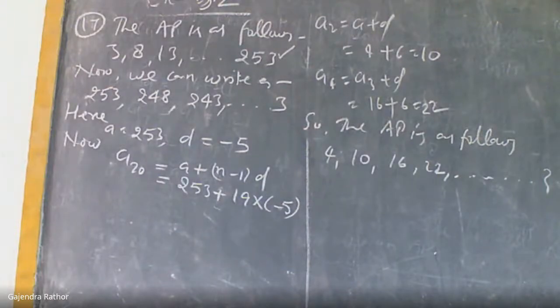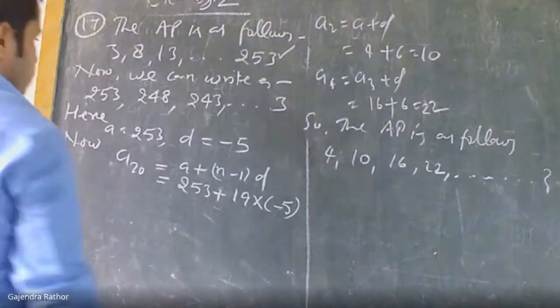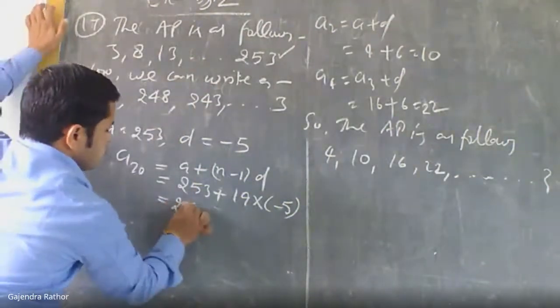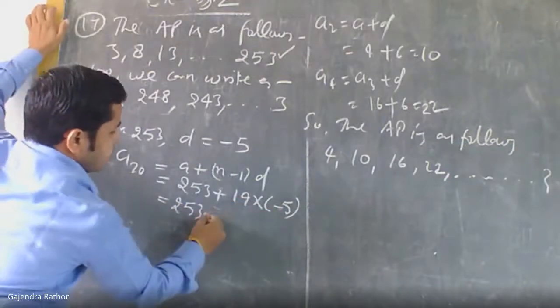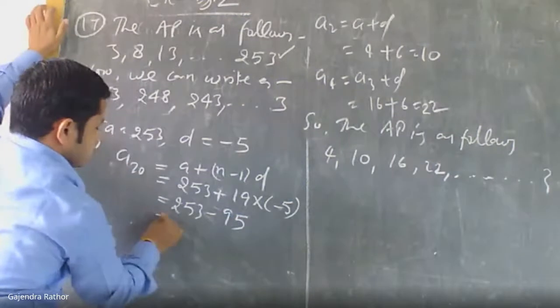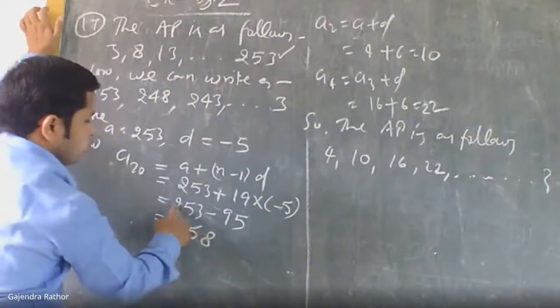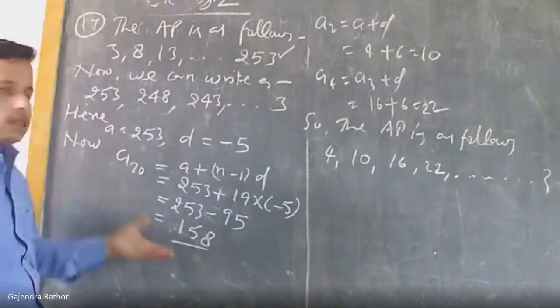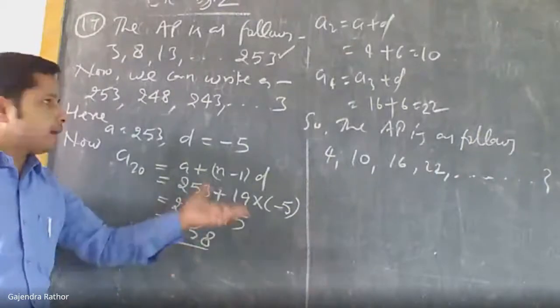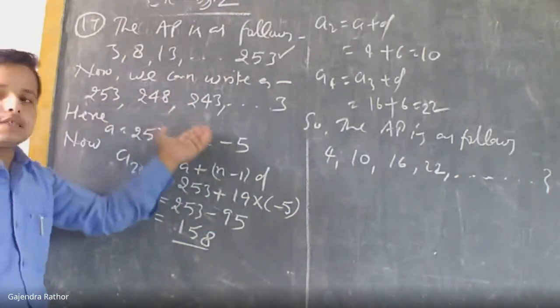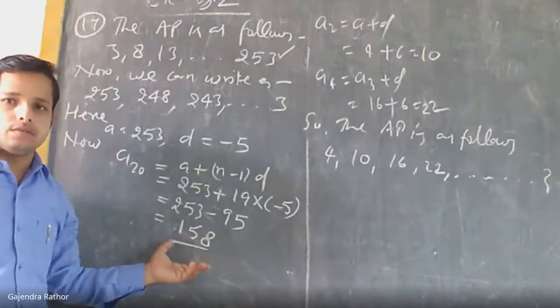Very good, Priyanka. Okay, now continue. 253 minus 95 gives 158. So the 20th term of this AP from the last, or of this AP from the starting, is 158.